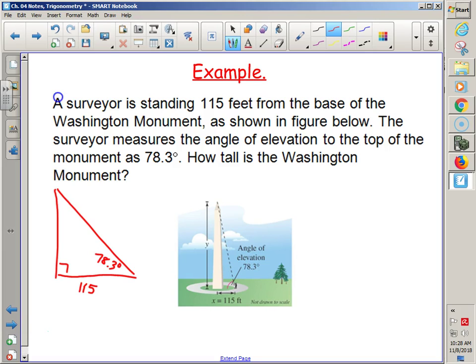78.3. And I want my opposite. So what trig function, cool kids?